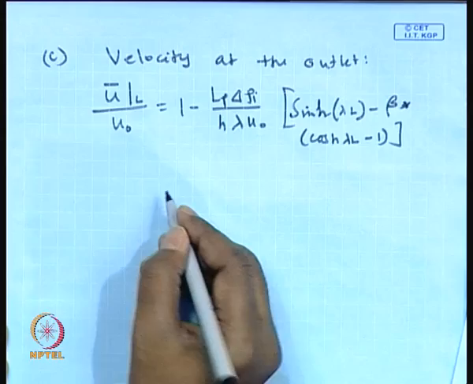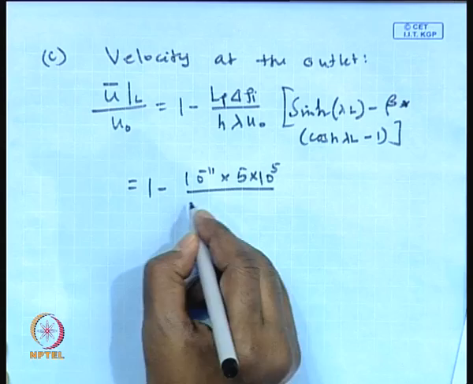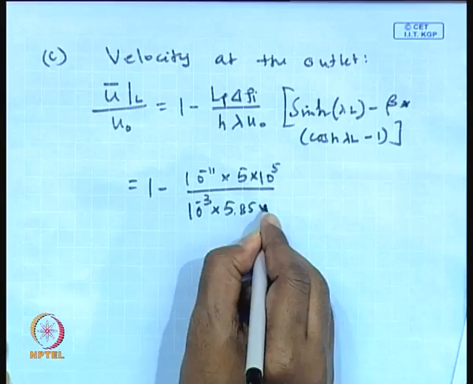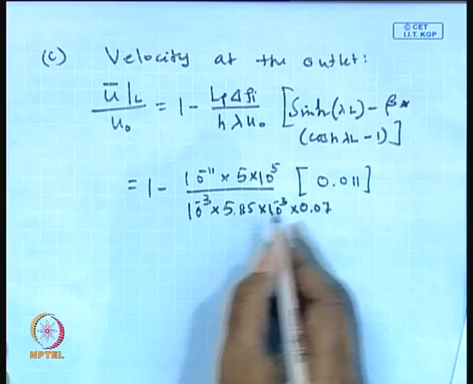So, if you put all the values, it turns out to be 10⁻¹¹ into 5 into 10⁵, that is the transmembrane pressure drop at the entrance point. H is 10⁻³, lambda is 5.48 × 10⁻³, u naught 0.07, and this turns out to be 0.011, okay, and it is 0.86.